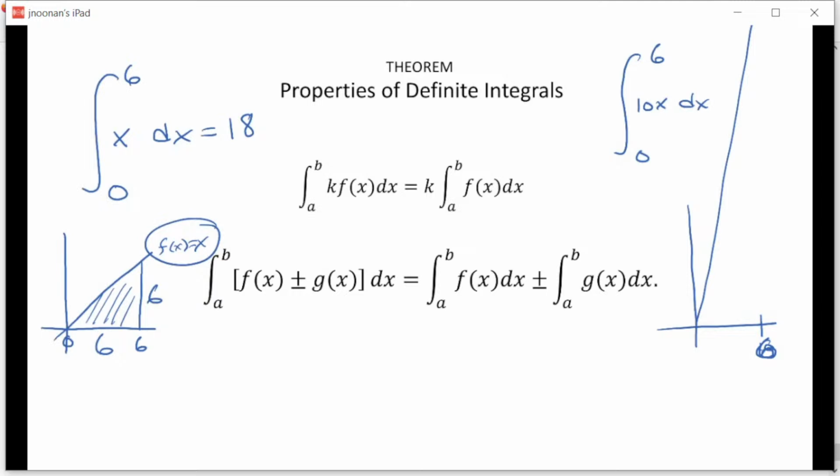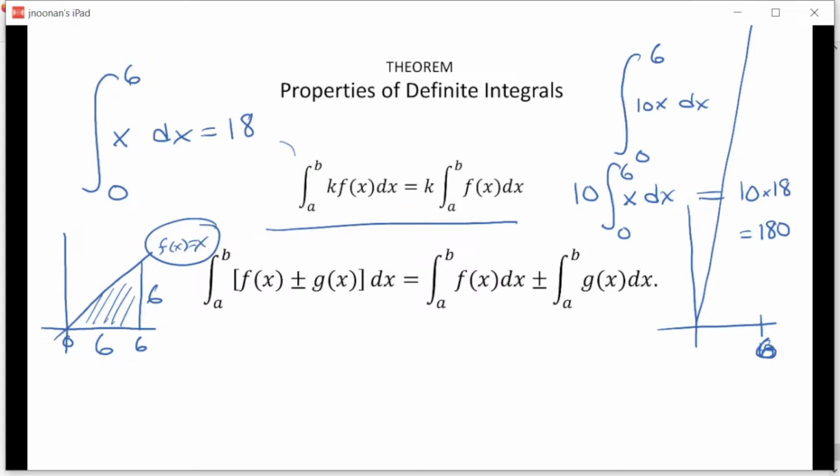You're smart. But let's say that you didn't want to have to draw it and you've already done this over here on the left, what you could do is use this first property and write this like this. This is going to be 10 times the integral from 0 to 6 x dx. Essentially, this is just saying that this new triangle, this tall one, is 10 times the size of the small one over here. So the final answer is just going to be 10 times 18, which is 180.